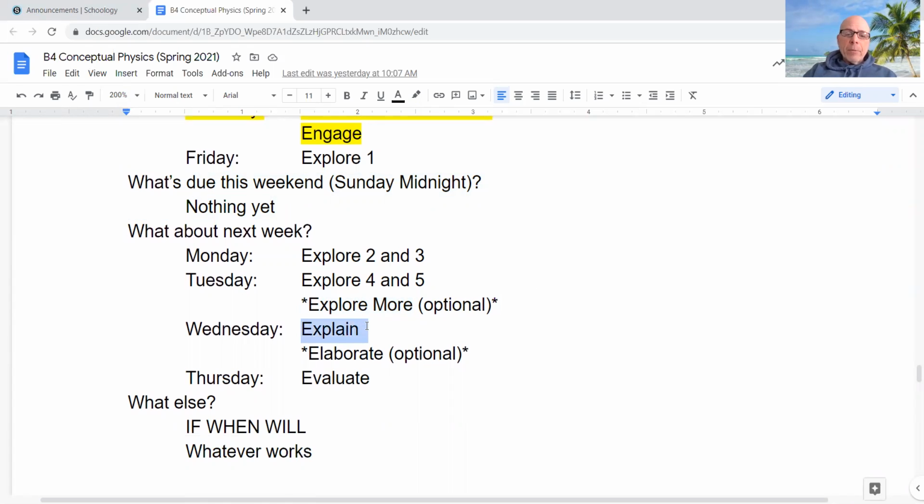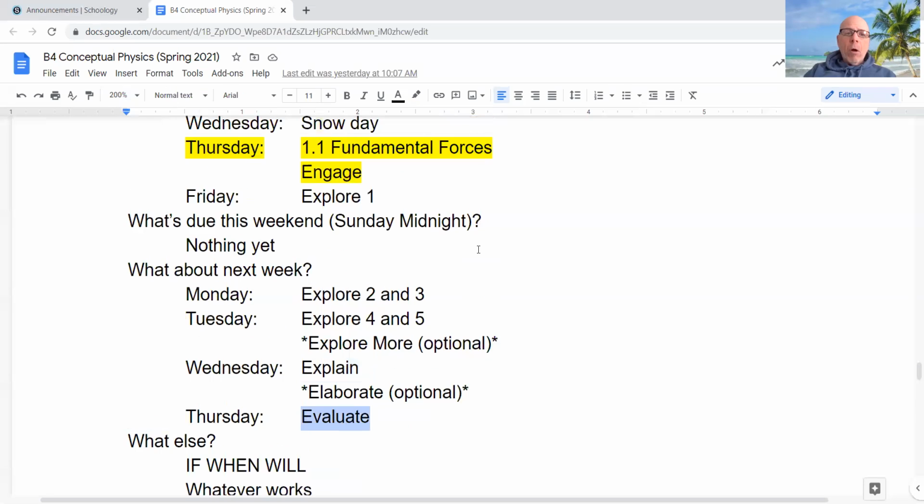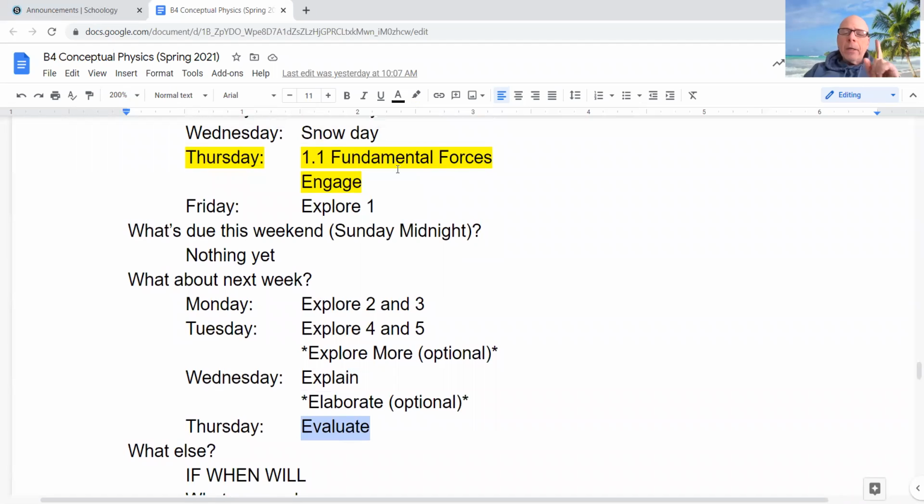And then on Wednesday, there's a section of the lesson called explain. And there is also an elaborate, and I'm considering that optional too. And then evaluate is the third piece. So all these pieces make one lesson, 1.1 Fundamental Forces: engage, explore, explore, explore, explore, explain, elaborate, evaluate, all those parts. It's a lot of work. That's why you're not expected to do it all at once. That's why we spread it out over days.